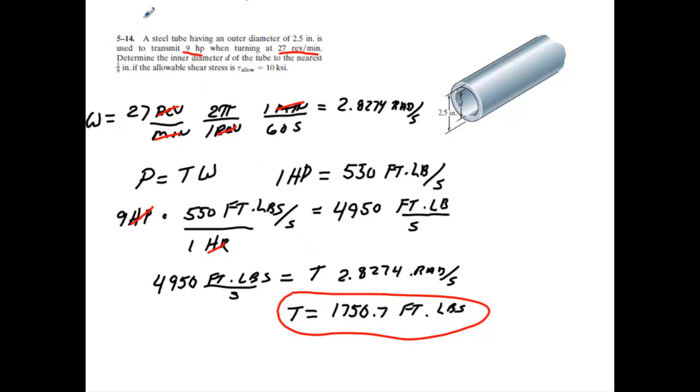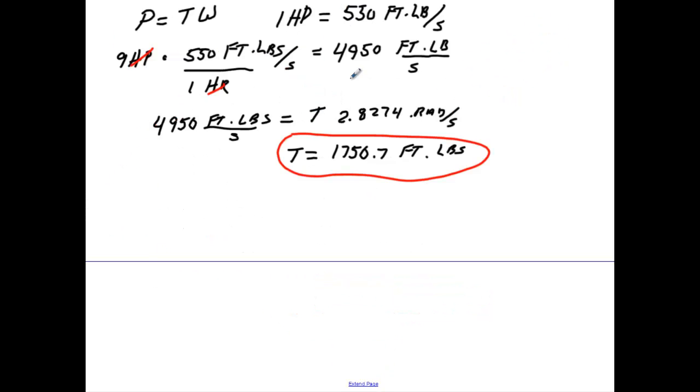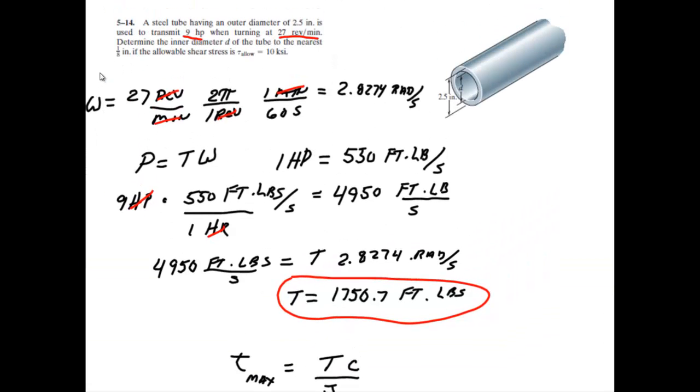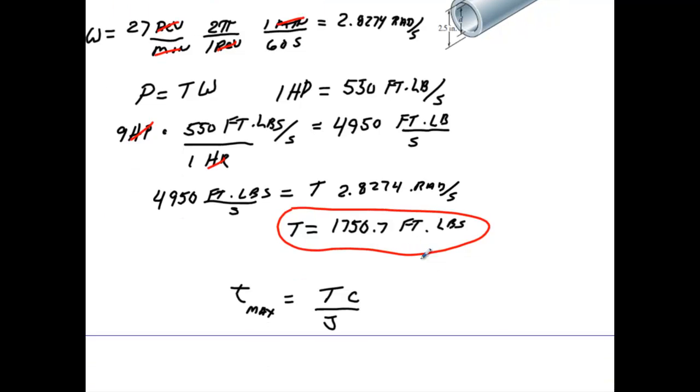Okay, so now we can go back to the equation that we know, that shear stress, especially max shear stress, is equal to torque times the radius, or c, either one you want to use, divided by the polar moment of inertia. And we're going to let c be the furthest out on the shaft as we possibly can. In this case, c will represent 1.25, the distance from the center out to there. We'll put c is equal to 1.25.